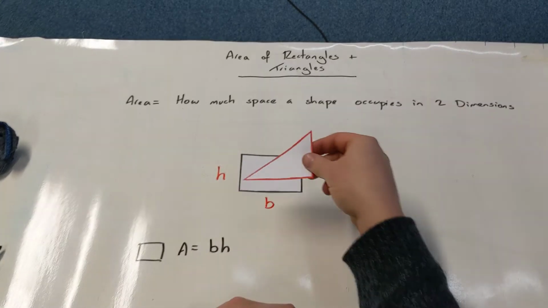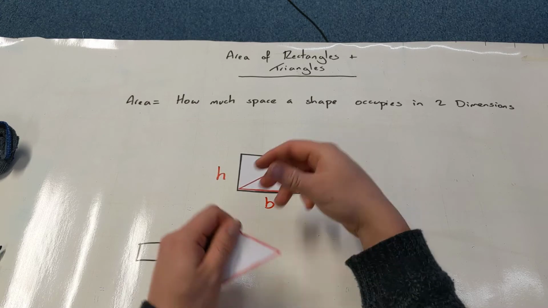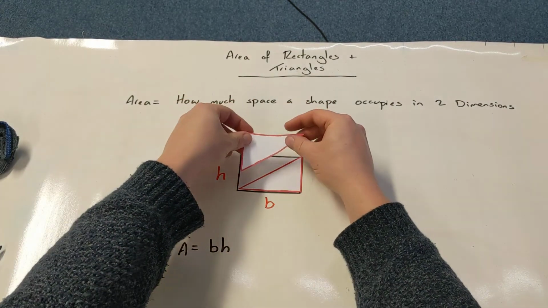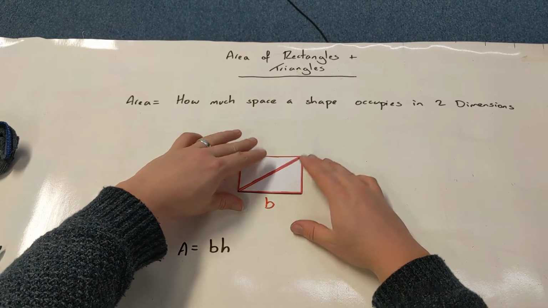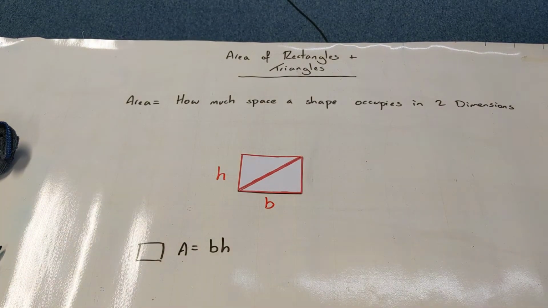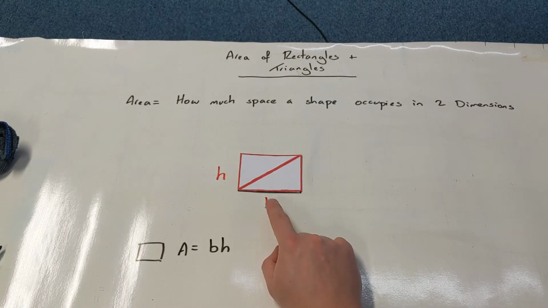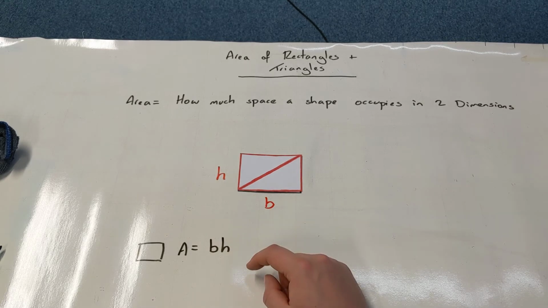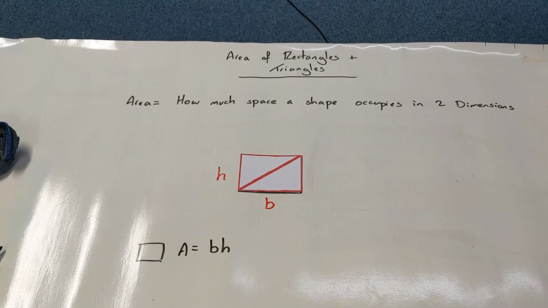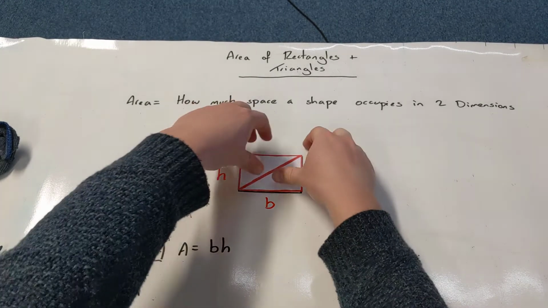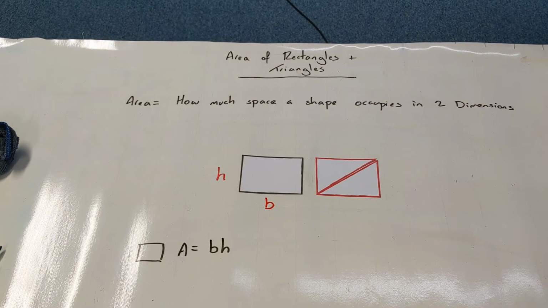And so, this rectangle, well, it's made up of 2 triangles, isn't it? Those 2 triangles are the exact same as that rectangle. And the base of this triangle is the same as the base of the rectangle. And the height of the triangle is the same as the height of the rectangle. And then we can see that if we put them next to each other, they're the exact same.